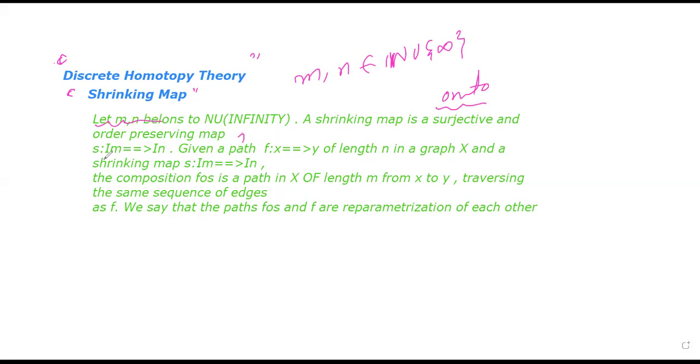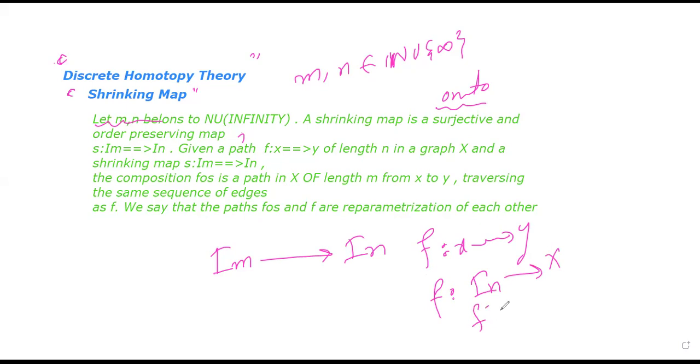What type of order preserving map? From I_m to I_n, meaning graph interval I_m to graph interval I_n. Given a path f from x to y, what type of path? This is a graph map from I_n to X such that if we substitute 0, we get x, and if we substitute n, we get y. So f is a path from x to y of length n in a graph X, and we have a shrinking map.